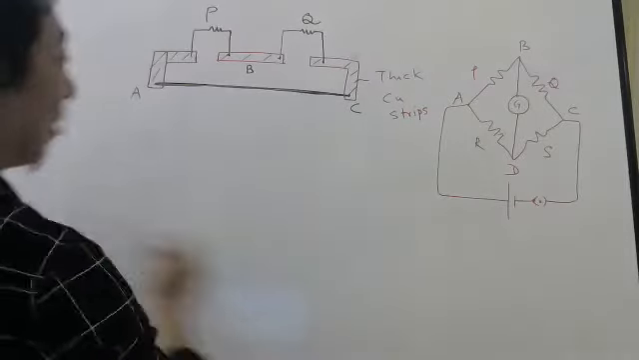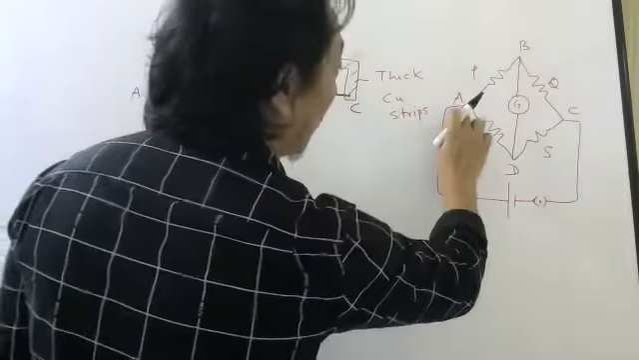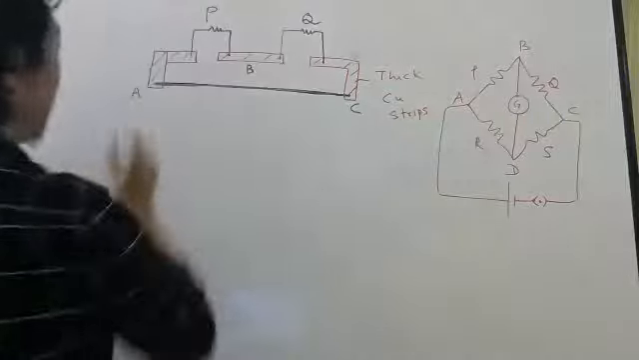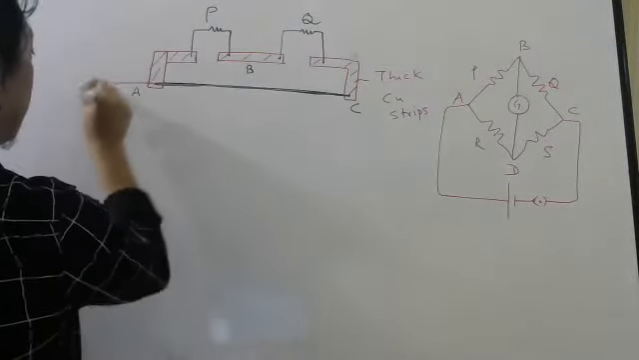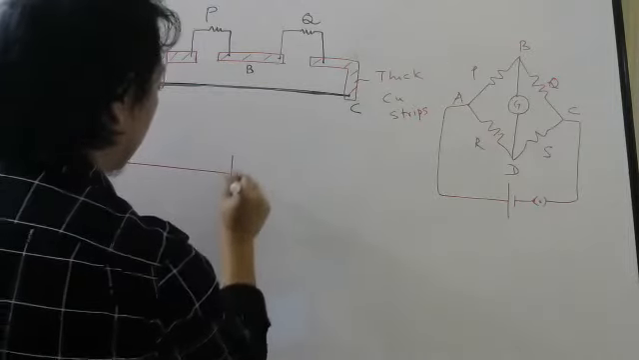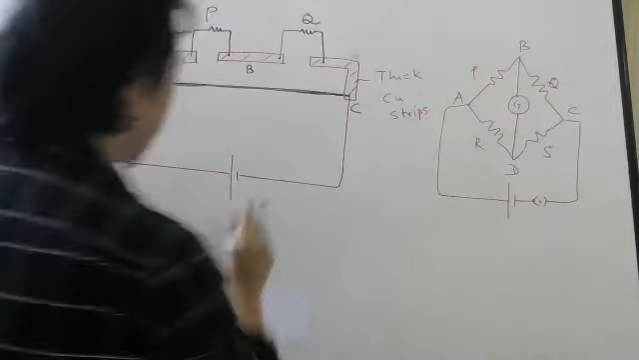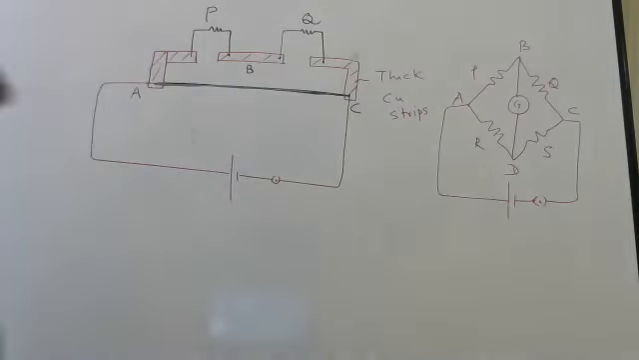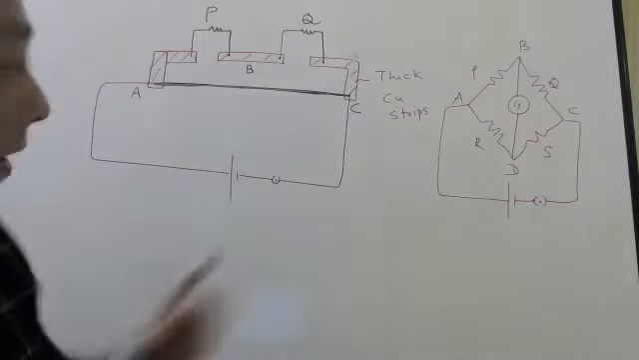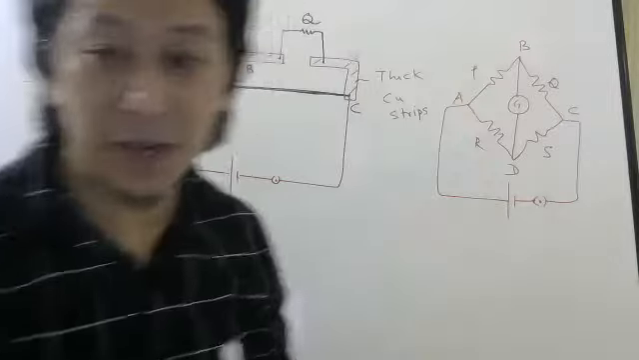Now, where is the battery? Battery is between A and C. So here, battery will come like this between A and C. This is the battery. Now, what is still pending? Battery we have done, P and Q is done.